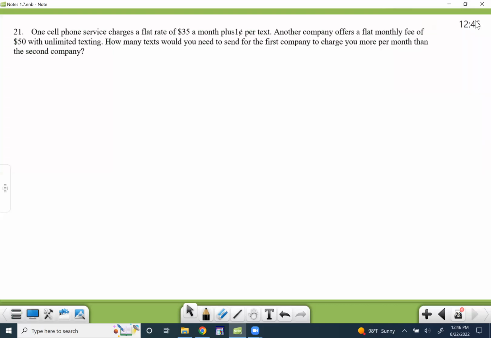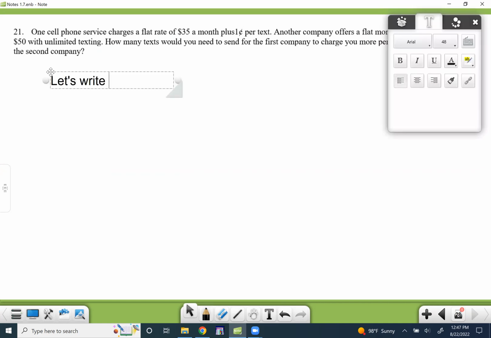Well, there's an example. All right, let's try this one. One cell phone service charges a flat rate of $35 per month plus 1 cent per text. Another company offers a flat monthly fee of $50 with unlimited texting. How many texts would you need to send for the first company to charge you more per month than the second company?